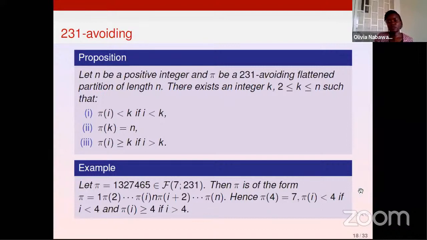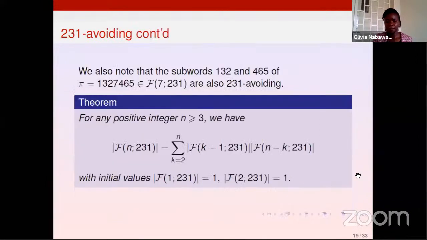And this is a property unique to all 231 avoiding flattened partitions. And we use this property to prove the next theorem. In the next theorem, we have that the number of 231 avoiding flattened partitions is given by this expression on the right-hand side. And this is based on the fact that for a 231 avoiding flattened partition, the subword on the left of n and the subword on the right of n are themselves 231 avoiding. So we base on that to conclude that all 231 avoiding flattened partitions are counted by this, with these initial conditions.